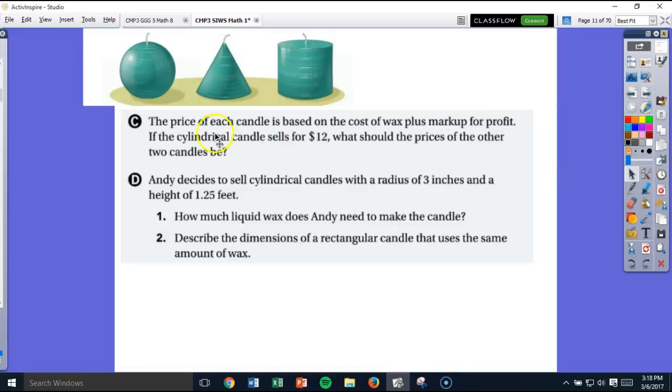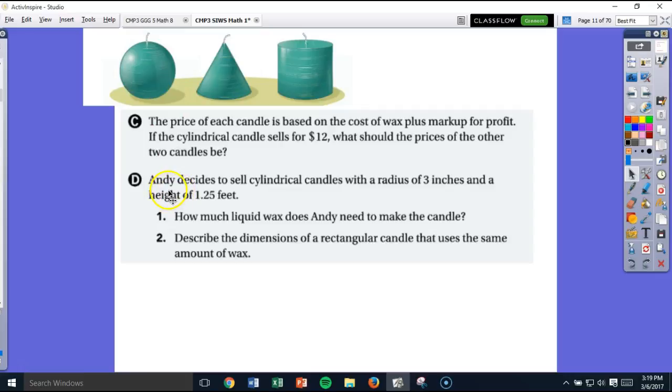Then parts C and D. Price of each candle is based on the cost of wax plus markup for profit. If the cylindrical candle sells for $12, what should be the prices of the other two candles? If you look back at the relationships you had between your cylinder, your cone, and your sphere, and what you wrote down for those, hopefully you can then find out what prices we should put on the other candles. If this one is 12, how much should the cone be and how much should the sphere be?